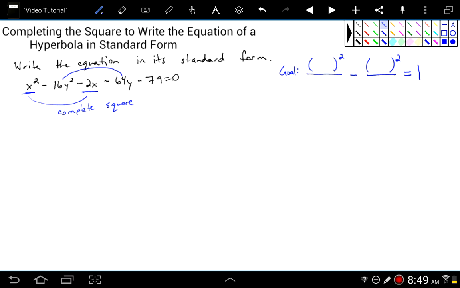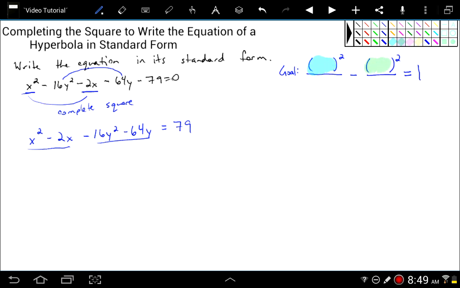I'm going to move all my constants to the right because I'm going to try to make that a 1 at the very end. So I might as well put my x's together on the left. And add 79 to both sides. And now what I want to do is separate my x's and my y's from each other so that I can turn those into these squared sets of parentheses up here.